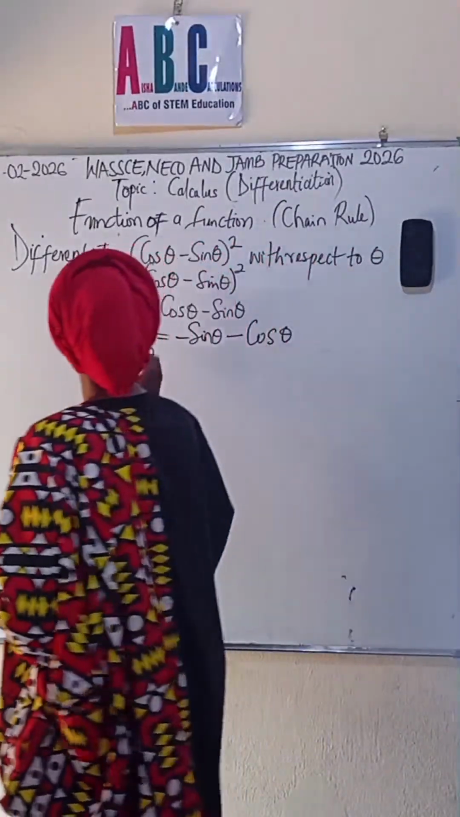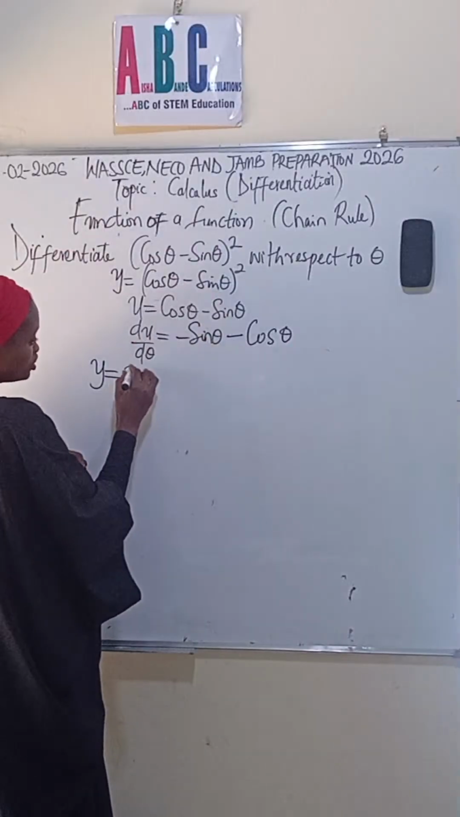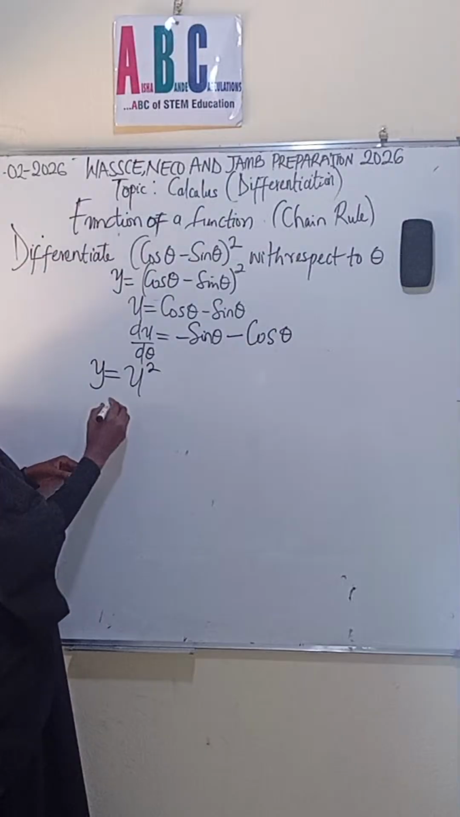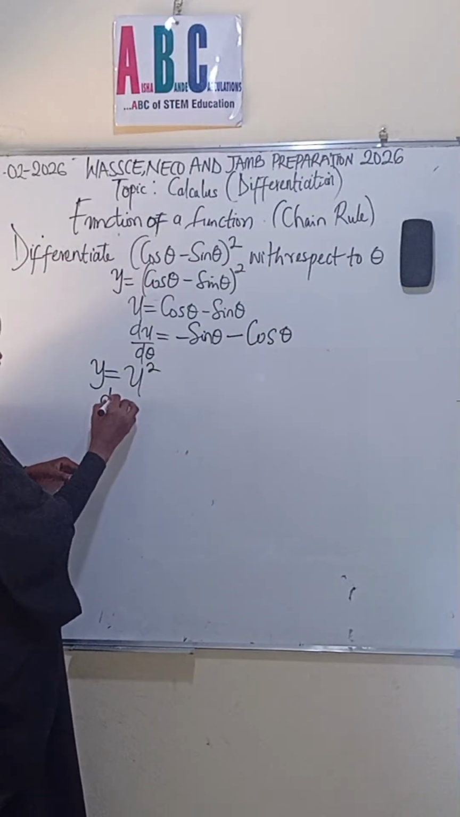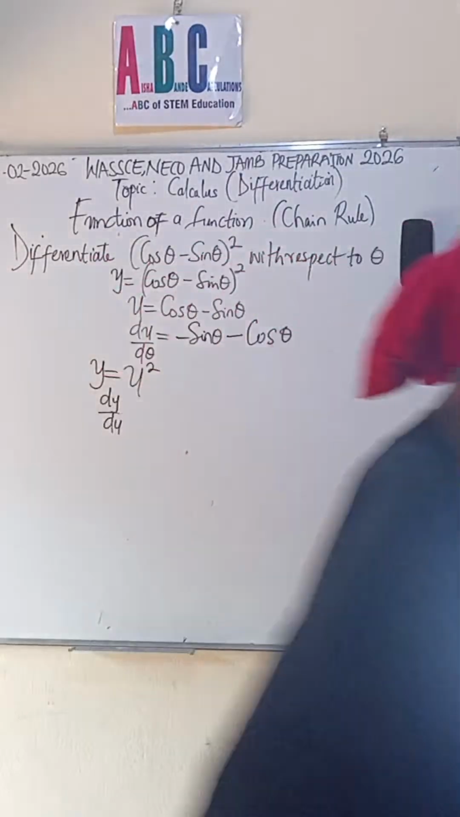Now coming back to the question, y will now be equal to cos theta minus sin theta, which is u, right? So this is u to the power of 2. So let's differentiate this. If we differentiate, I'm cooking. What I'm cooking is burning. I'm coming.